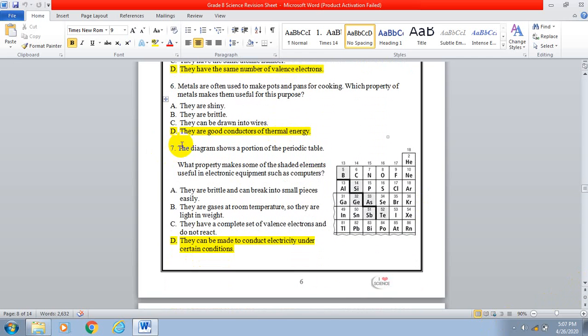of thermal energy. Now for the 7th, the diagram shows a portion of the periodic table. What property makes some of the shaded elements useful in electronic equipment such as computers? A, they are brittle and can break into small pieces easily. B, they are gases at room temperature, so they are light in weight. C, they have a complete set of valence electrons and do not react. D, they can be made to conduct electricity under certain conditions. So the D option is correct.